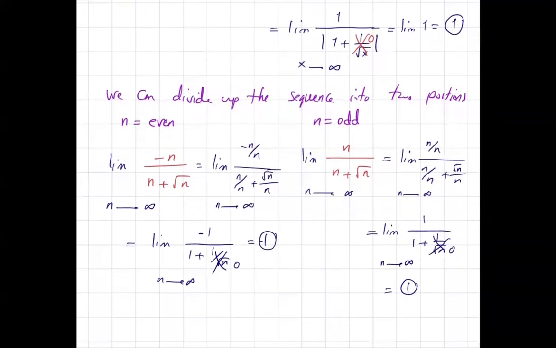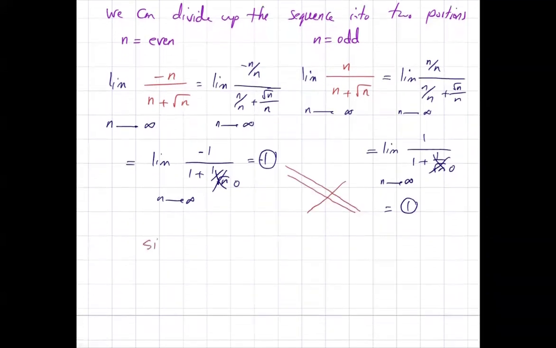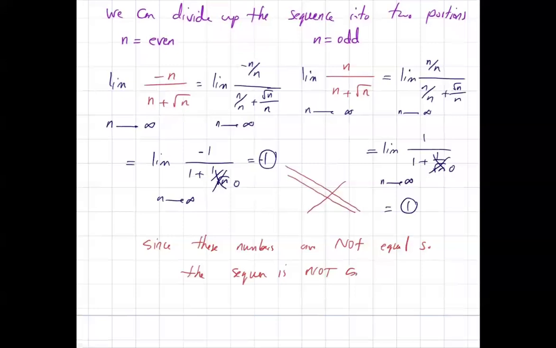Since these two numbers are not equal to each other, the sequence is not convergent. Okay, let me rewrite this, re-explain this for you.